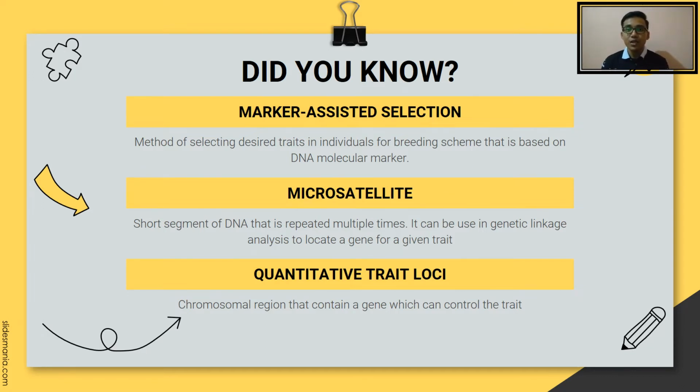As for marker-assisted selection, the meaning is the method of selecting a desired trait in an individual for breeding, based on DNA molecular markers. As for microsatellite, it is a short segment of DNA that is repeated multiple times, and it can be used in genetic linkage analysis to locate a gene for a given trait. As for quantitative trait locus, it is a chromosomal region that contains a gene which can control the trait.